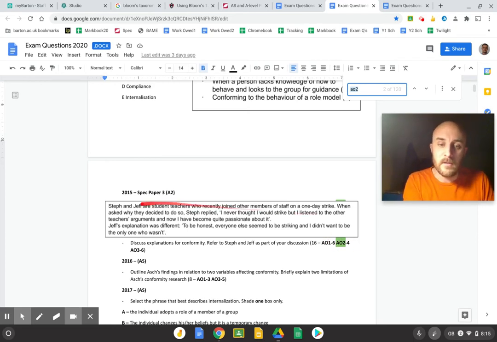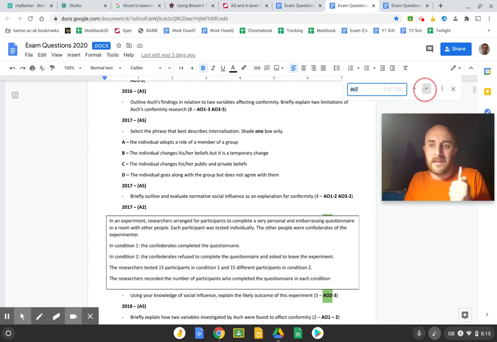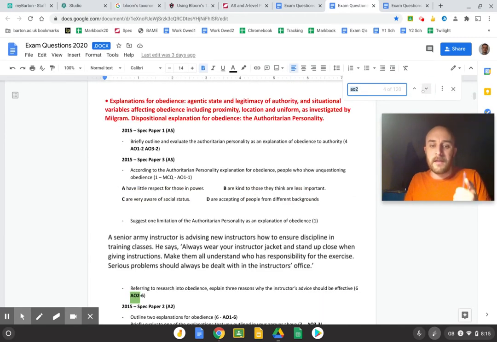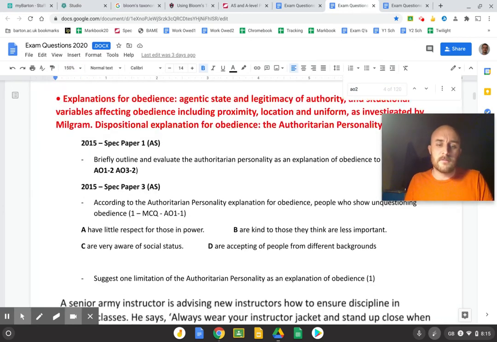But because there is a stem, in this case about Steph and Jeff, you immediately know there's going to be some application involved here. Now, what I'm looking for here is an AO2 specific type. Now, can AO2 come up in AO1, AO3? Yes, of course it can. I've just shown you a question there. But have a look at this question.